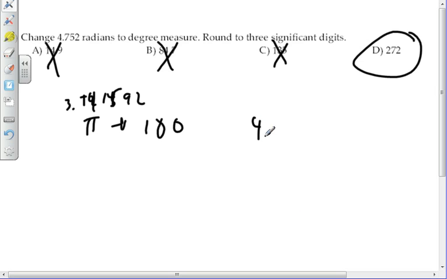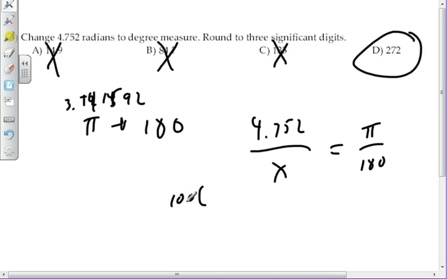All right, so 4.752 is to some degrees as pi is to 180. So we're going to go 180 times 4.752 divided by pi. That's what we're going to put in our calculator. But we already know the right answer, so we don't really have to do that. We're just doing it to appease the audience. 180 times 4.752 divided by pi. Oh, look at that, 272 degrees.